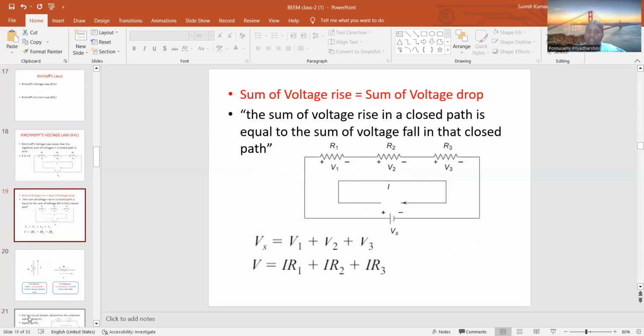Sum of the voltage rise is equal to sum of the voltage drop, and Vs is equal to V1 plus V2 plus V3, and the drops can be I into R1 plus I into R2 plus I into R3. Here the three resistors are connected in series, and what is the total current flowing? V by R1 plus R2 plus R3 is equal to I, and if I multiply this I with R1, R2 and R3, the corresponding values are V1 plus V2 plus V3.